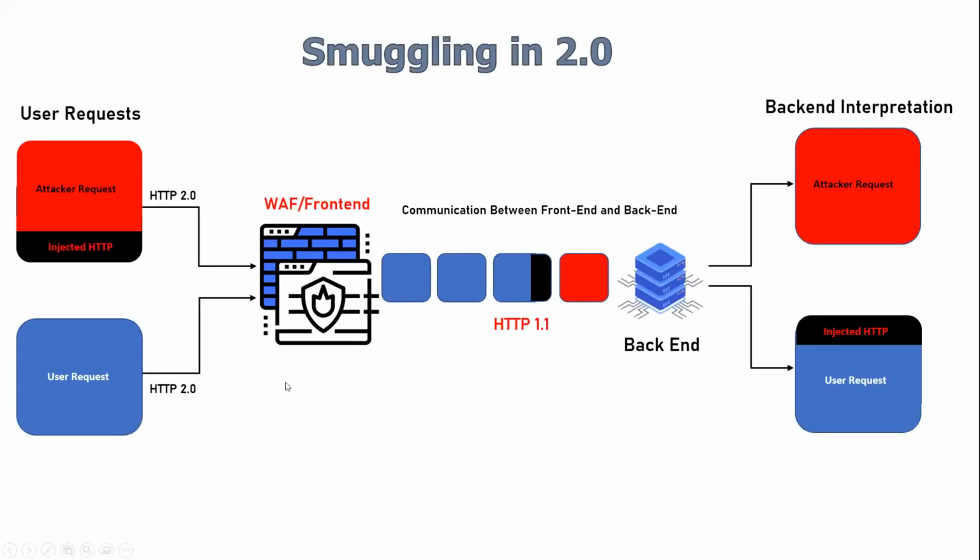This is actually what I've just explained. So we have WAF and frontend, HTTP 2.0 gets the request, but on the backend, still HTTP 1.1. So what are the actual risks here? What can we do?